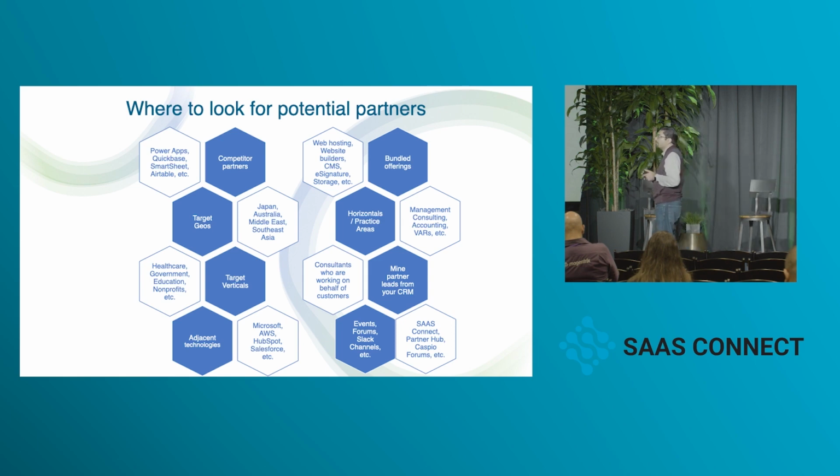Another category is horizontals or practice areas. Within that, for example, we look at our partner footprint. We saw there were a few management consulting firms and business consulting firms that also have a technology advisory practice nowadays, so we were looking for more examples of that. Or accounting firms as well, which nowadays increasingly recommend technology solutions. And as one of our previous speakers mentioned, they're also more trusted by the CFO organization or within procurement, et cetera. So accounting firms could be another. VARs is another category of solution providers as well.